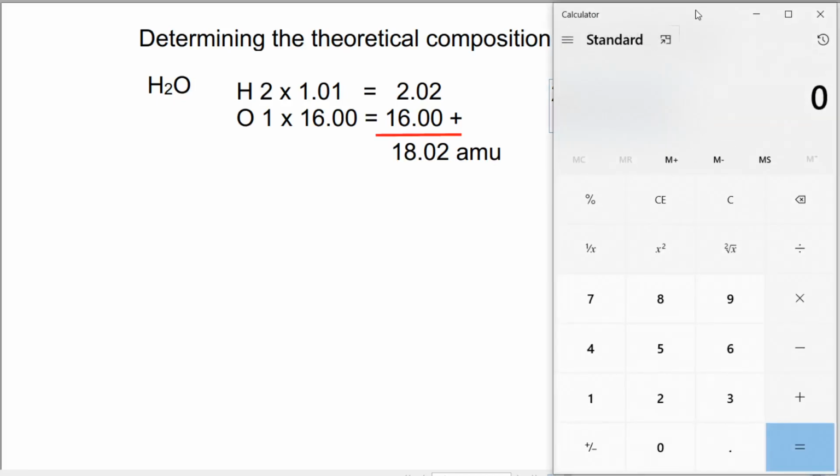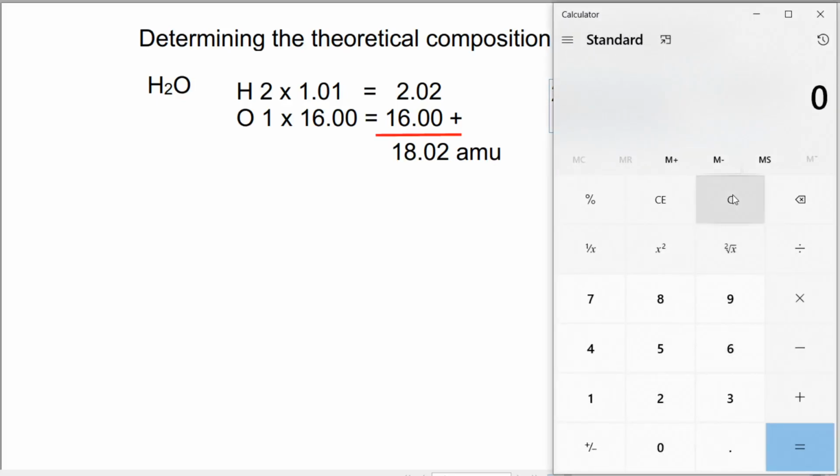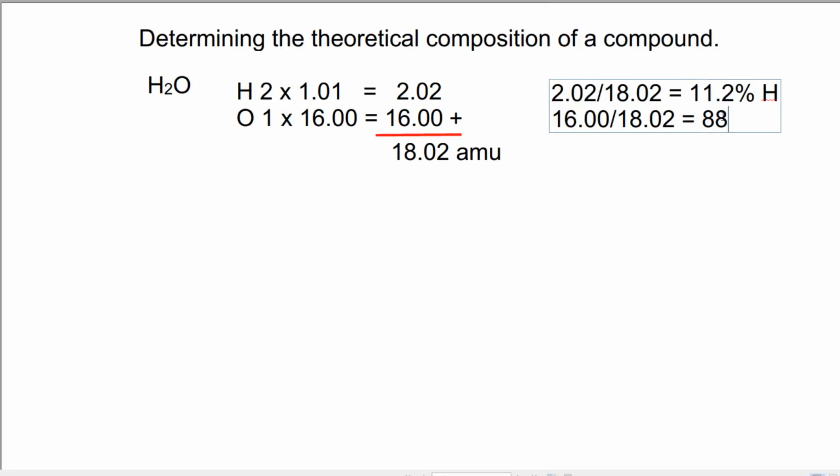And so to do this, I'm just going to take my 2.02 divided by 18.02, and that gives me my percentage. So that's 0.112 as a percentage. That's 11.2%. And so that's 11.2% hydrogen in water. And for oxygen, I'm going to take 16 divided by 18.02, and I'm going to get 88.8% is my portion of oxygen.